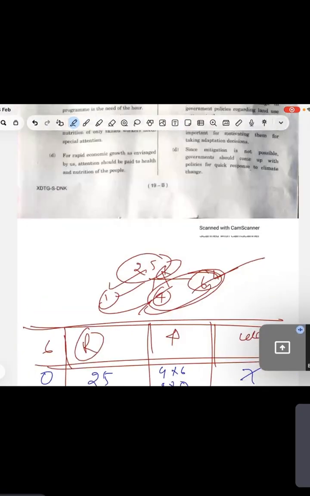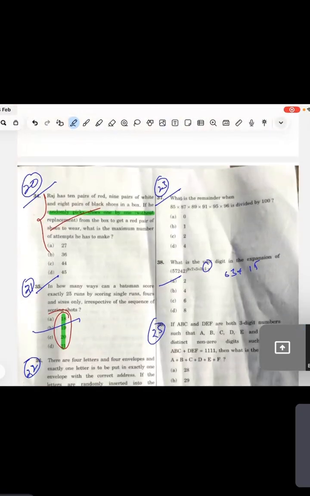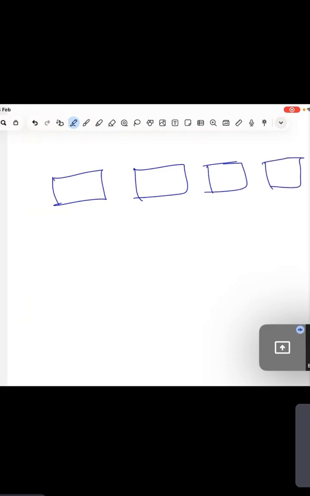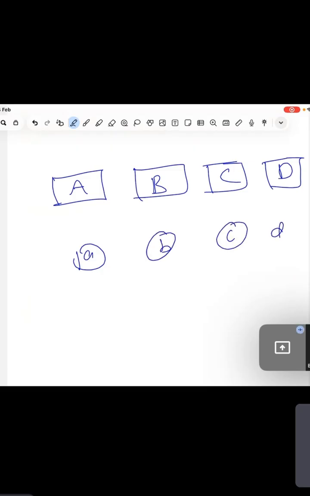See, guys, what is the question saying basically? We have 4 letters and 4 envelopes. The envelopes are A, B, C, and D, and the 4 letters each have a unique address. It means A should go in A, B should go in B, C should go in C, D should go in D.